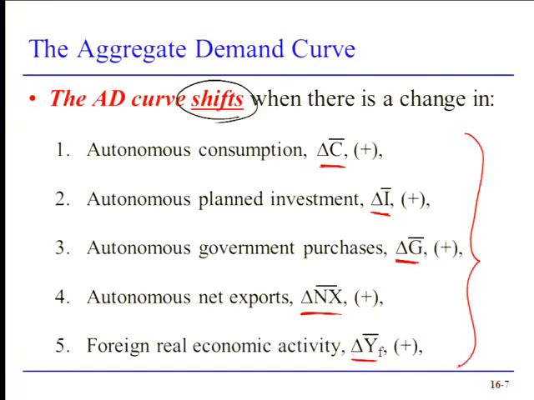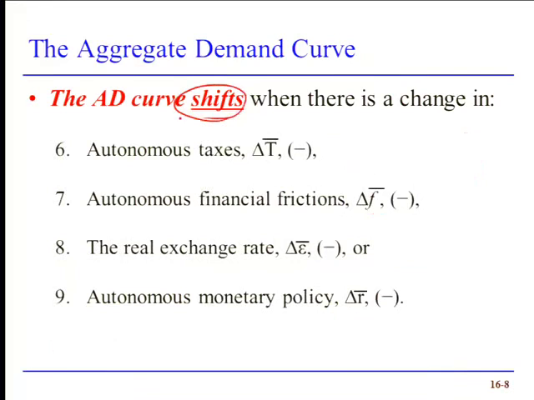Notice that in each one of these, we've got a plus sign after it, indicating that if this variable increases in value, economic output will also increase in value. We would represent that with a rightward shift of the aggregate demand curve. Other variables that will shift the aggregate demand curve include changes in autonomous taxes, which influences disposable income and, through the marginal propensity to consume, consumer expenditures.